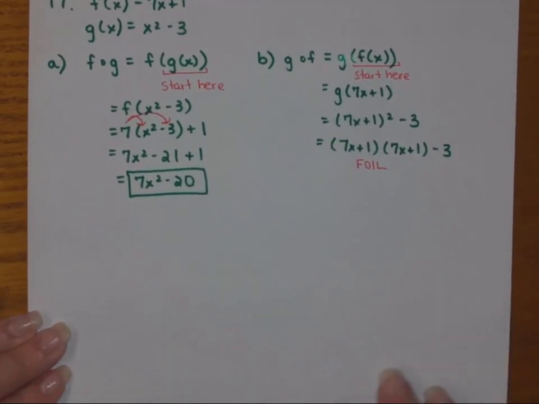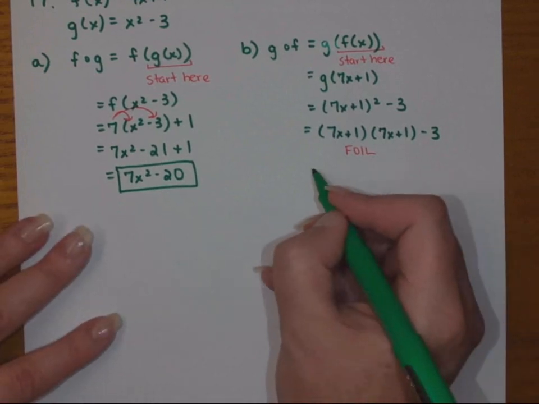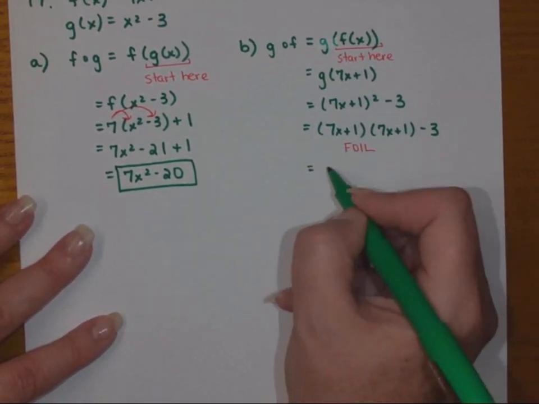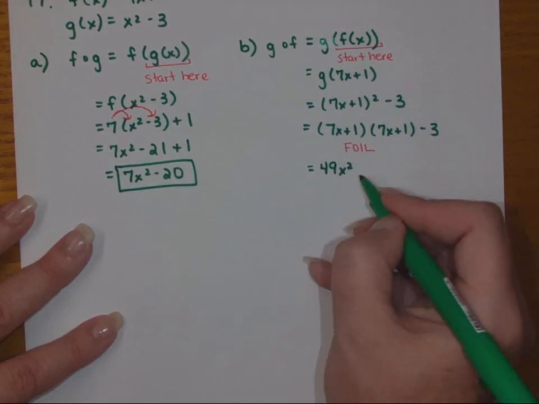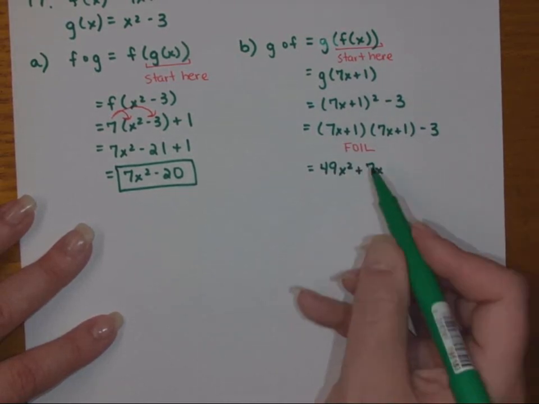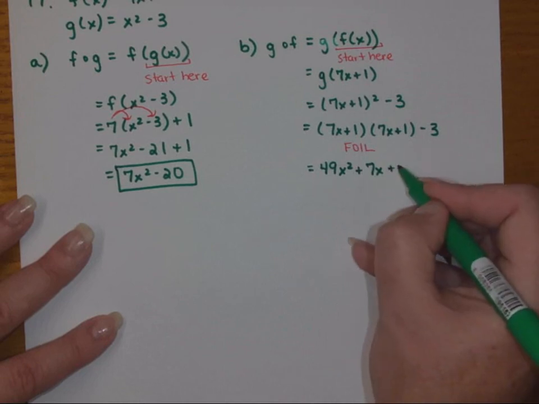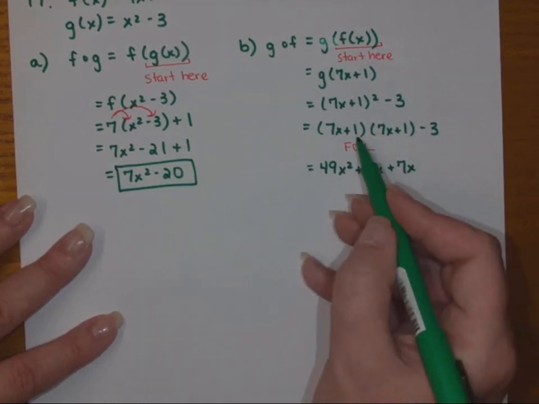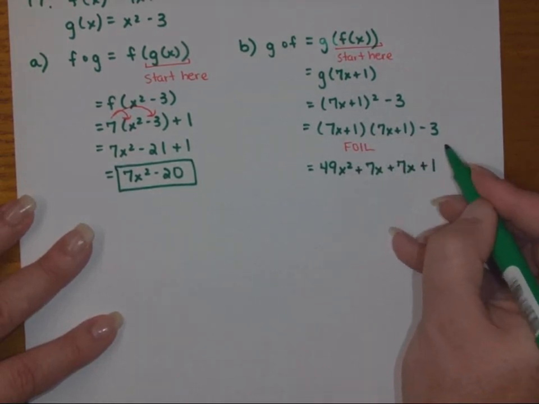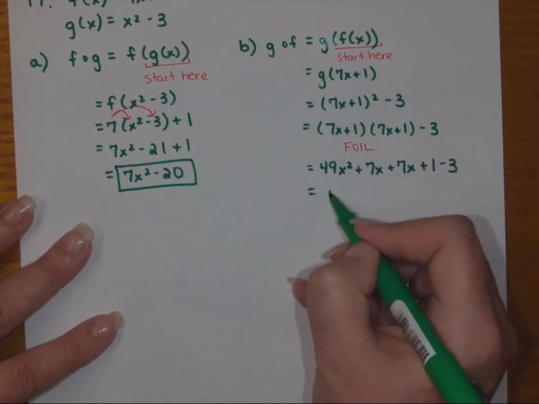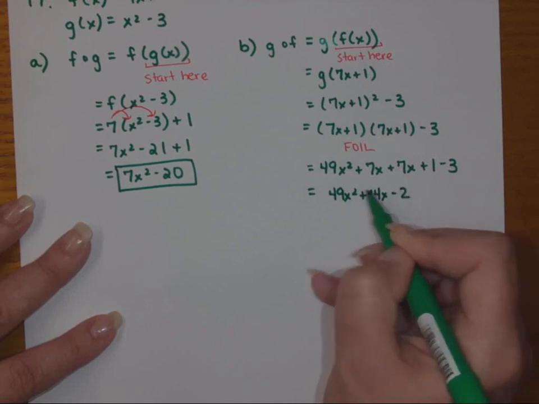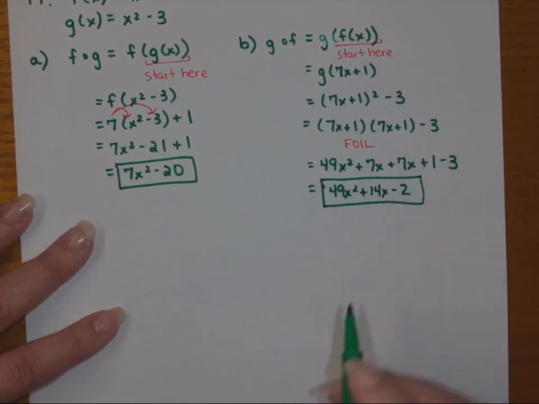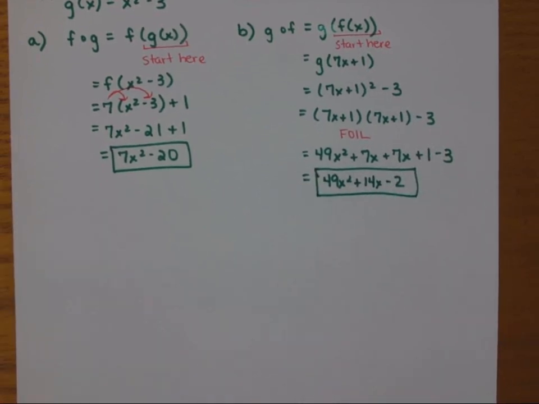So notice if you expand it out like I just did, then I think it's more obvious that you need to FOIL it. So 7x times 7x is 49x squared. Outside would be 7x times 1, that's just 7x. Inside would be 1 times 7x, which is 7x. 1 times 1 is 1, minus 3, and then combine any like terms. So always give simplified answers on tests. That's how you're going to get full credit.